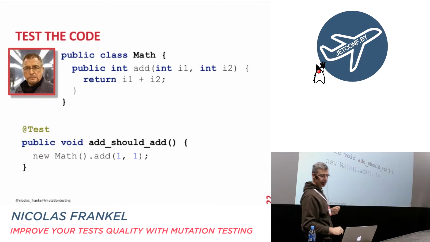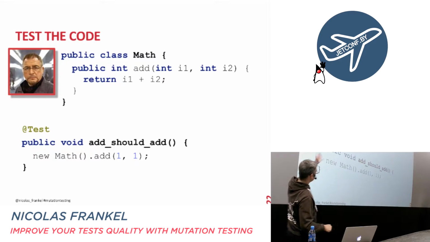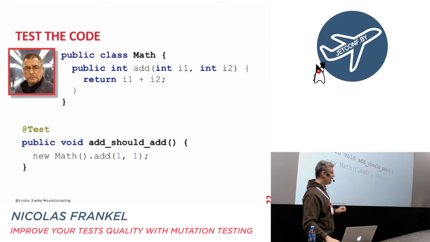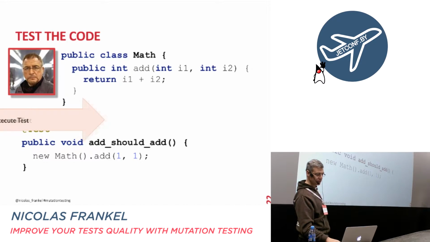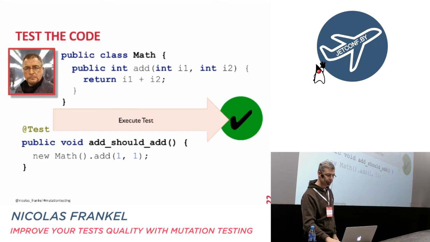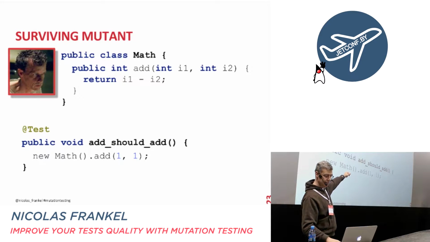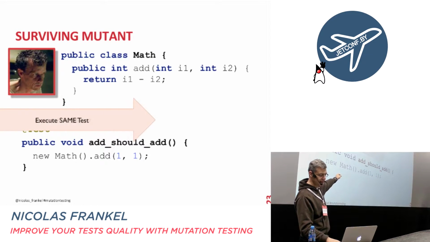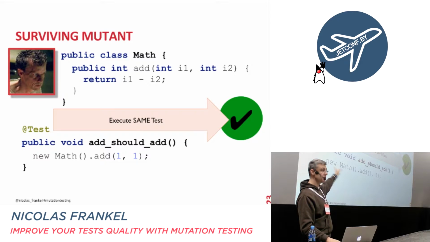So if I take my math class, I still have the same stuff, and here I have no assert. I have 100% code coverage. Hey, great. I execute the stuff, and what happens? My test still succeeds. Okay? Sorry, with the surviving mutant, my test still succeeds, which is bad, because we have no assert.